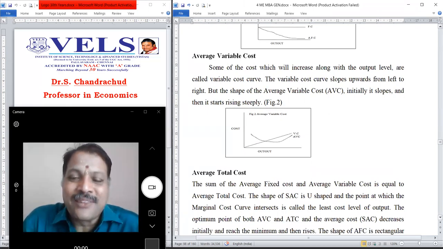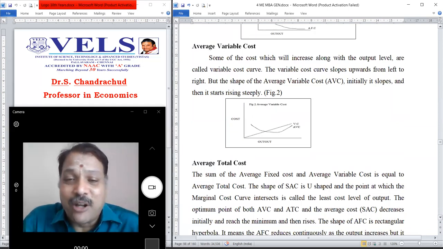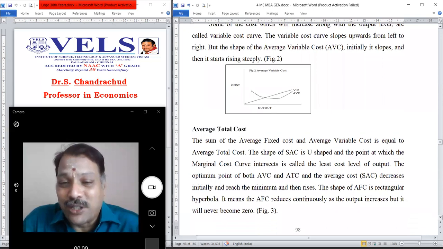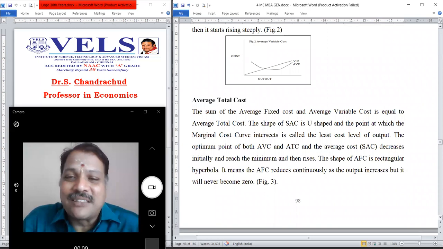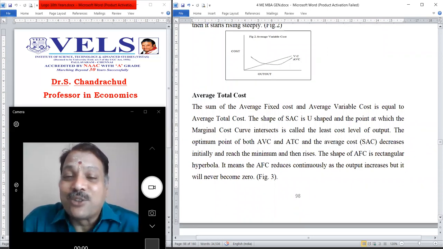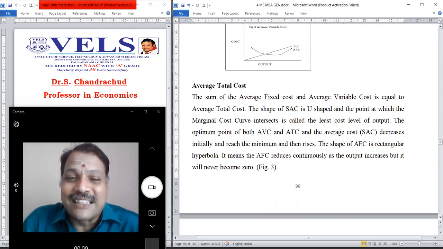You can see. Then after calculating average fixed cost and average variable cost, it is easy to calculate the average total cost. Why? Because the sum of the average fixed cost and the average variable cost is equal to average total cost. The shape of the SAC is U-shaped, and the point at which the marginal cost intersects is called the least cost level of output.